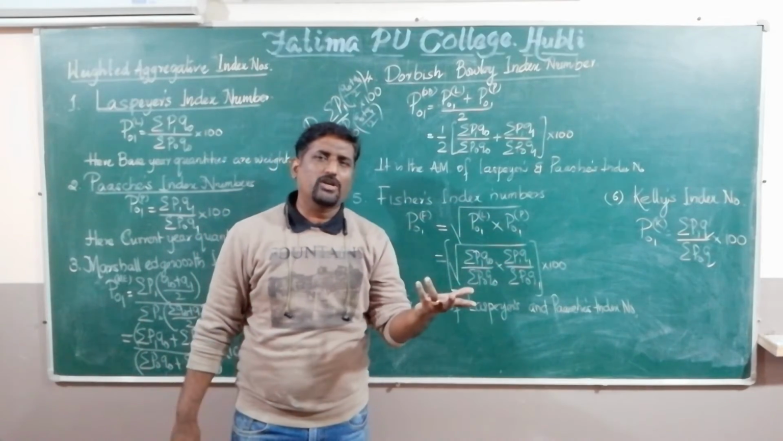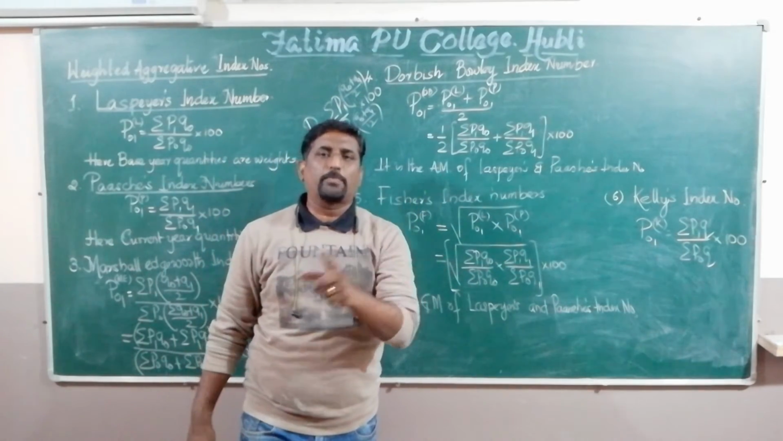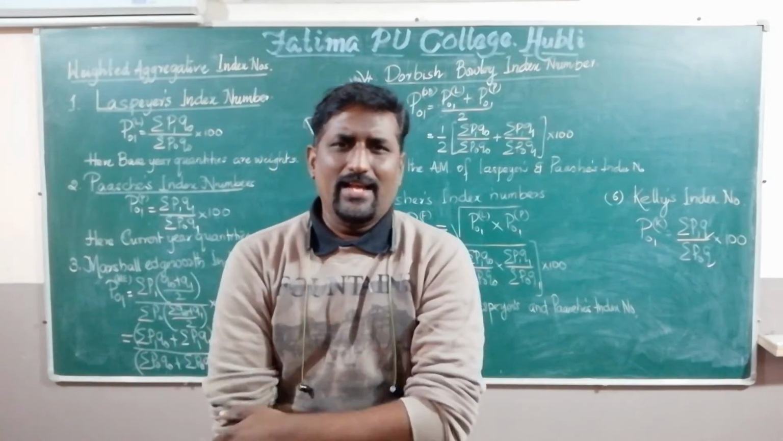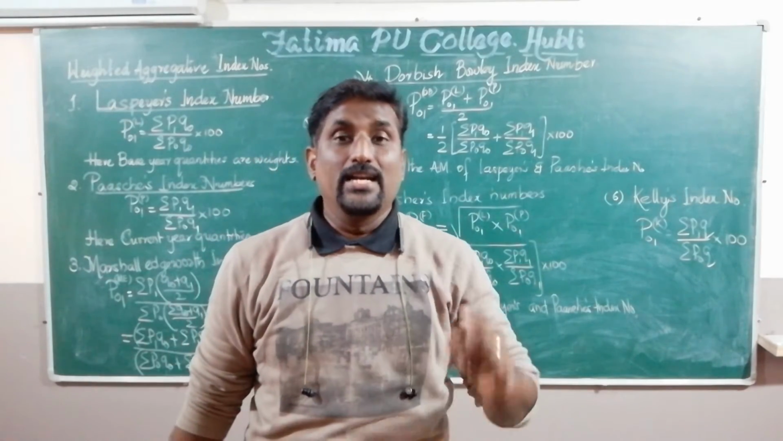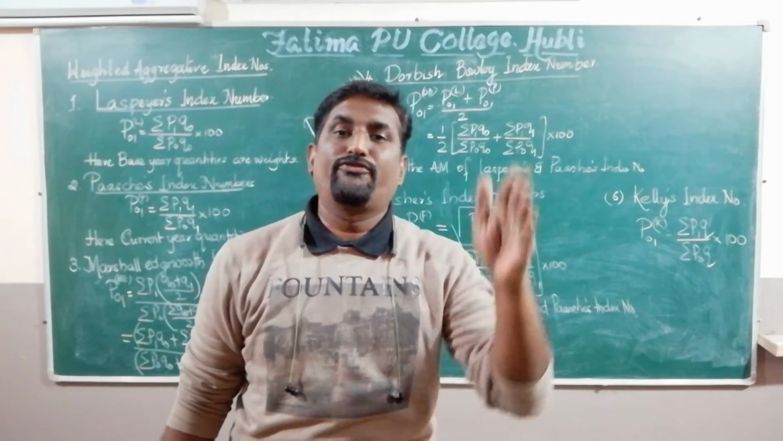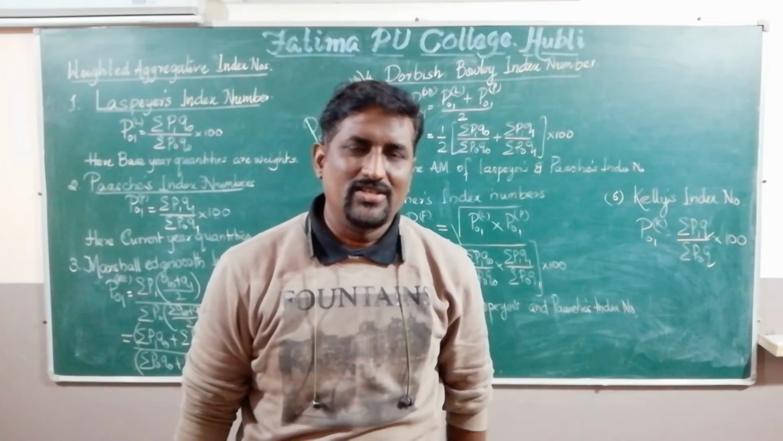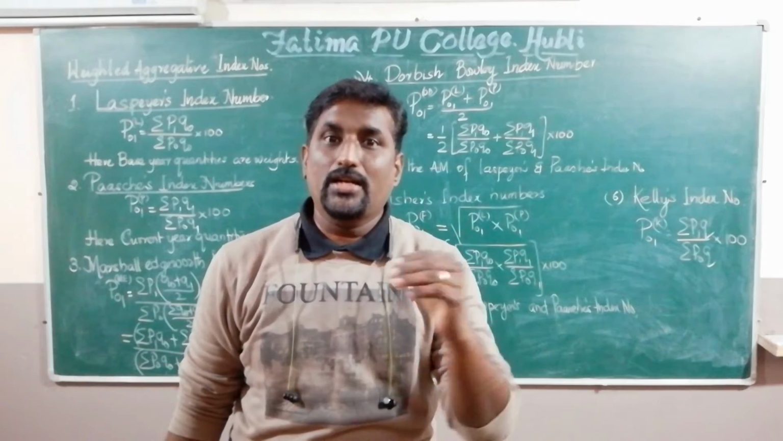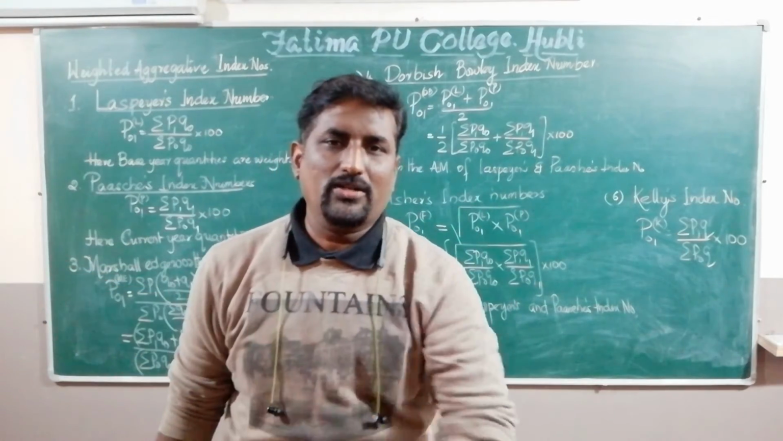And how do you define geometric mean? It is the nth root of the product of n values. Is it right? Last year we have studied. What is geometric mean? It is the nth root of the product of n values. If there are 4 values, it is the fourth root of the product of 4 values. Or if 3 values are there, it is the cube root of the product of 3 values.